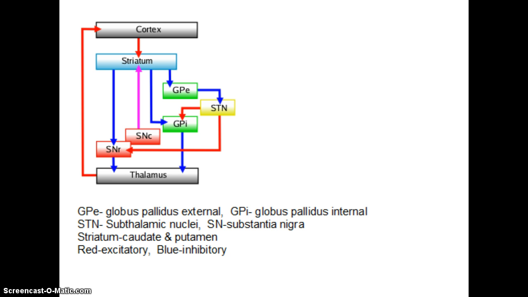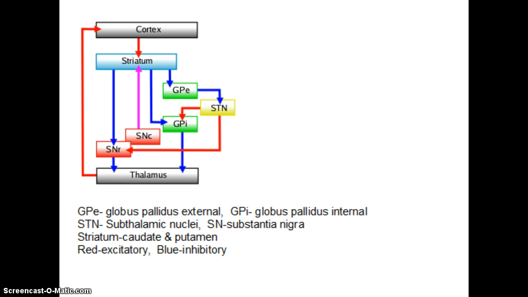In addition, in this diagram, you can see that there are going to be connections that are excitatory as well as connections that are inhibitory. In this diagram, the excitatory connections are seen through the red arrows, and the inhibitory connections are seen through the blue arrows.